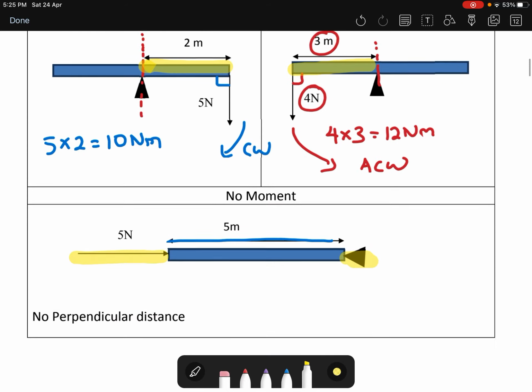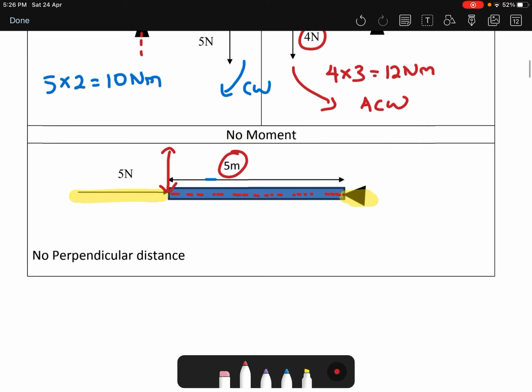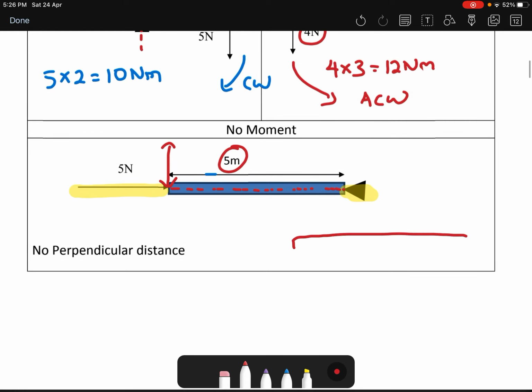But what about this no moment? For no moment, you draw a dotted line, and you draw the perpendicular distance from the force to the red dotted line. You notice that I do not have any perpendicular distance. This 5 meter is what we call the parallel distance, because perpendicular distance should be in this particular direction. So another scenario is this.